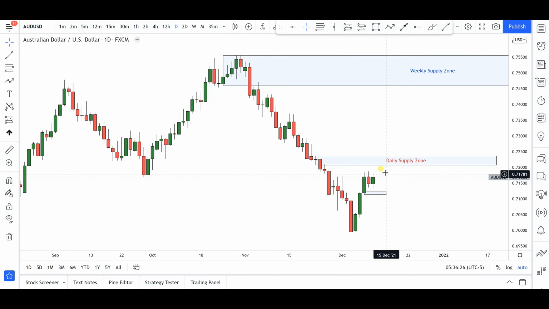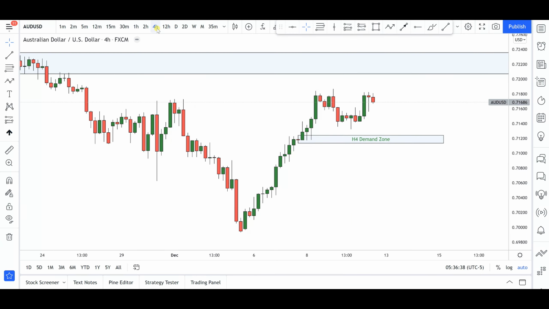Now, can the markets just continue to push to the upside? Yes, but from the price action that I'm seeing, a situation whereby this daily supply zone can easily be respected for further continuations to the downside, all right? Only time will tell what the market does.